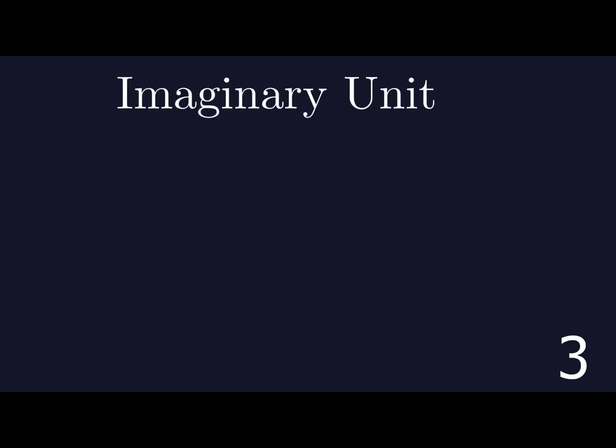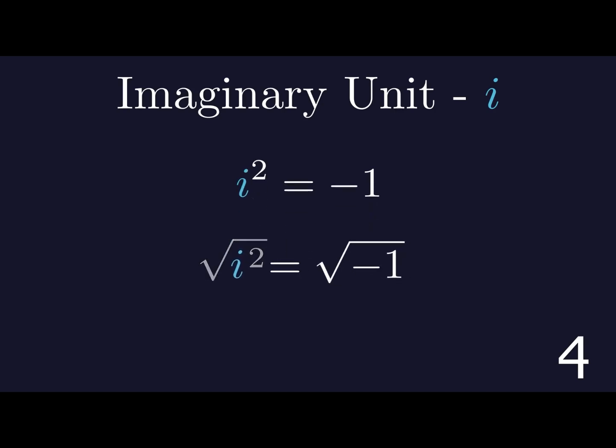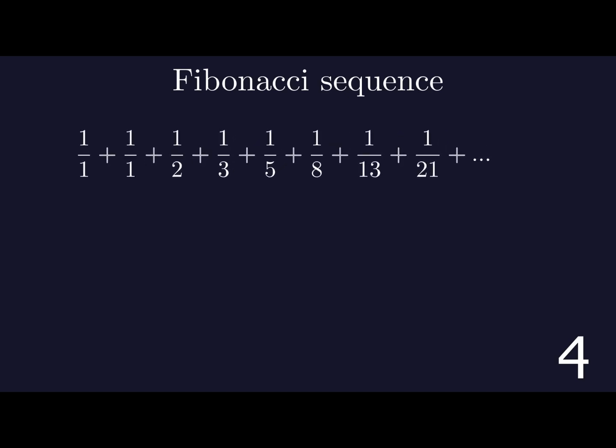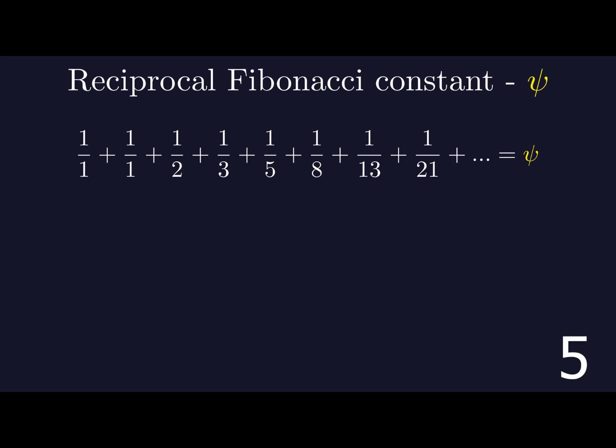The imaginary unit, represented as i, has the property that its square is equal to -1. In other words, i is equal to the square root of -1. The Fibonacci sequence starts with 0 and 1, and each subsequent term is the sum of the two previous terms. If we take the reciprocal of all these terms and sum them, this series converges to a value called the reciprocal Fibonacci constant, which is approximately 3.35.